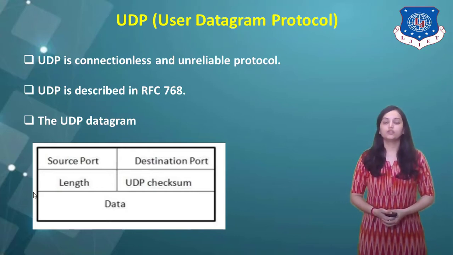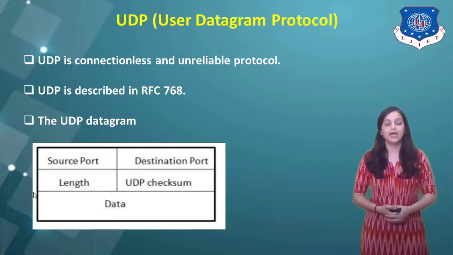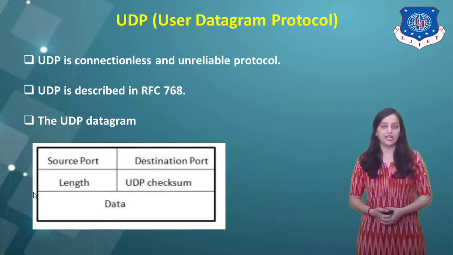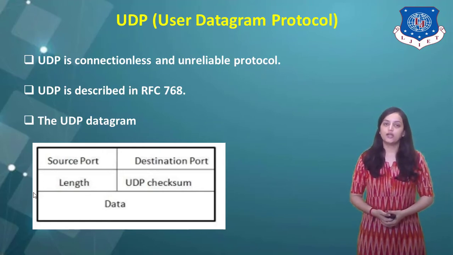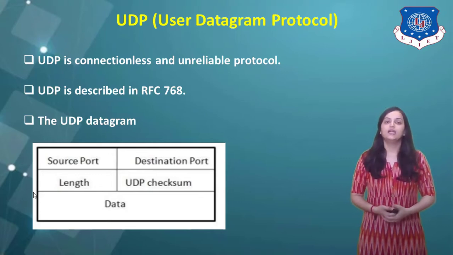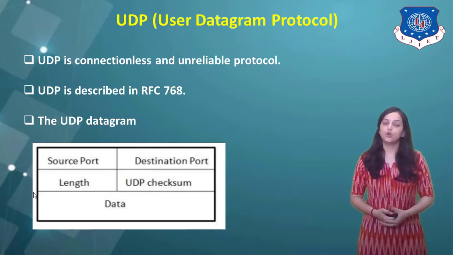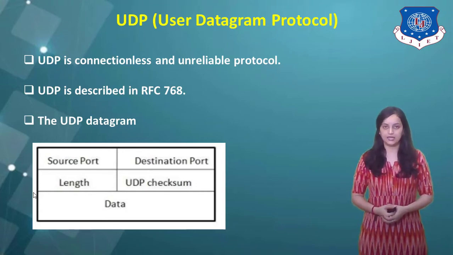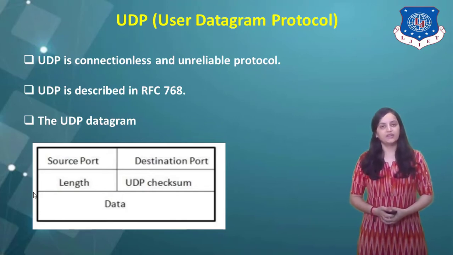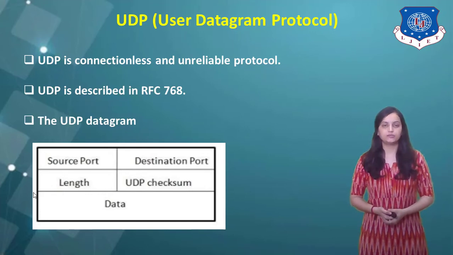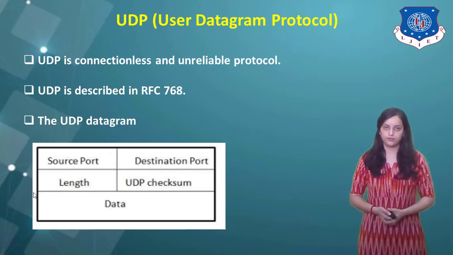Again, it is important to know that UDP is a connectionless protocol. That means there is no physical or logical connection that is first to be established to send the data. So it is called a connectionless protocol, and it is also an unreliable protocol because no error detection or acknowledgement policies are there in this. That's why it is an unreliable protocol. Whenever data is sent, there is no mechanism to identify whether the data is received correctly or not. So there is no acknowledgement policy, which makes this an unreliable protocol.